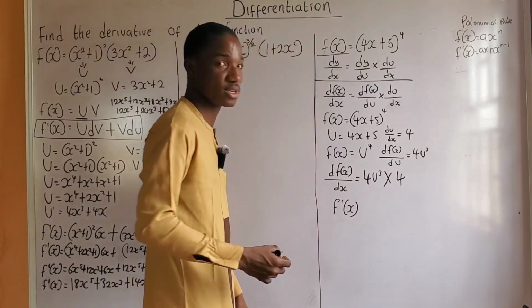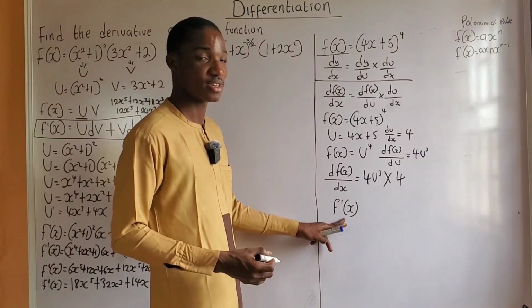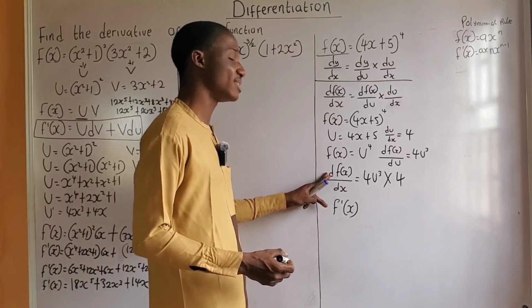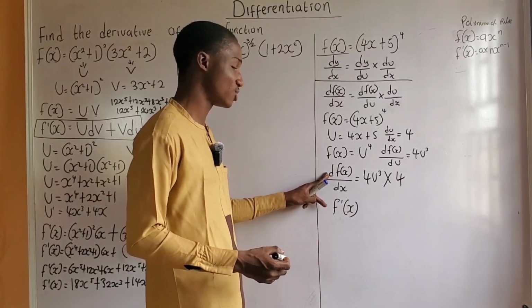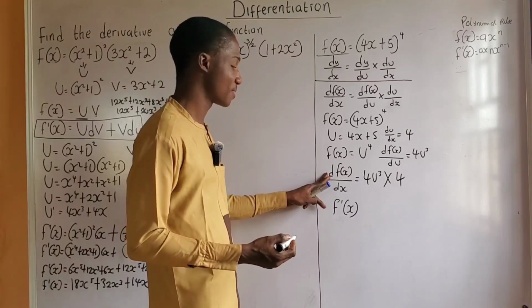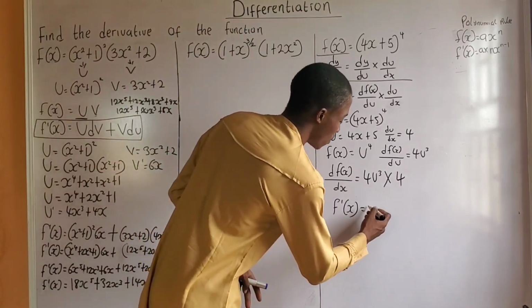Listen to me carefully. What I have here is still the same thing as this. You can write the derivative as this, and you can also write the derivative as this. Do you understand? So don't get confused. They are the same. So the derivative of f(x) is equal to 4.